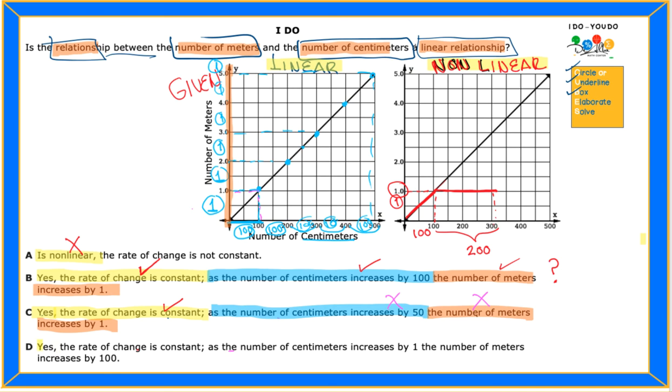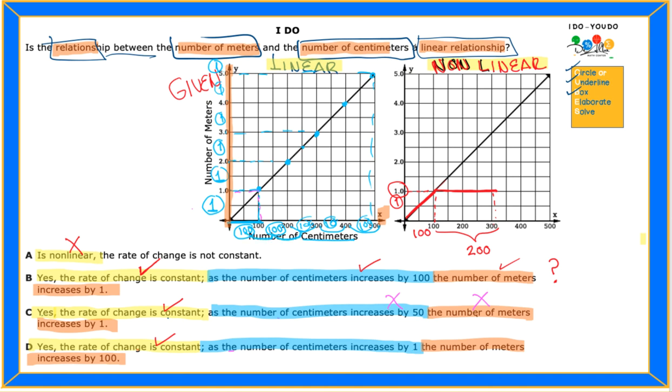And for D, it says, yes, the rate of change is constant. Well, that part is okay. As the number of centimeters increases by 1, the number of meters increases by 100. Let's look at that. Centimeters, where do we have the centimeters? On the x-axis or on the y-axis? It's on the x-axis. Okay, so let's look at the x-axis. Do they increase by 1?